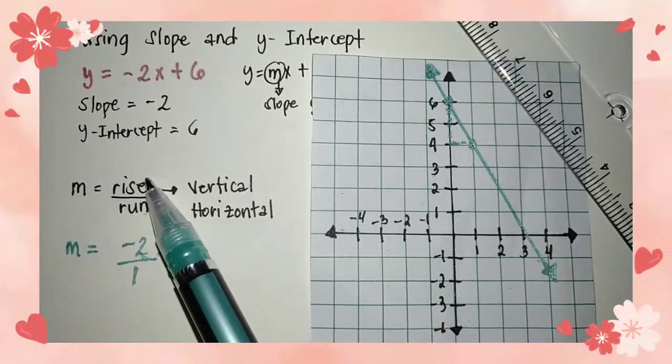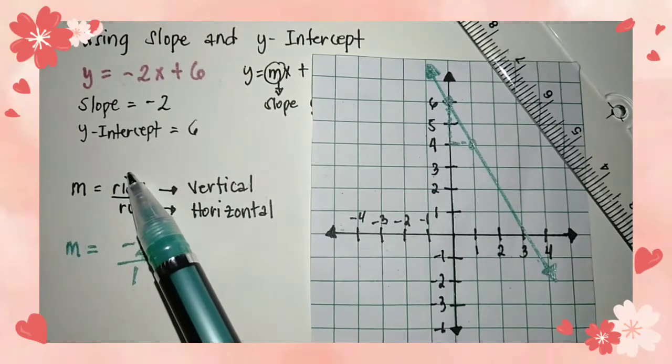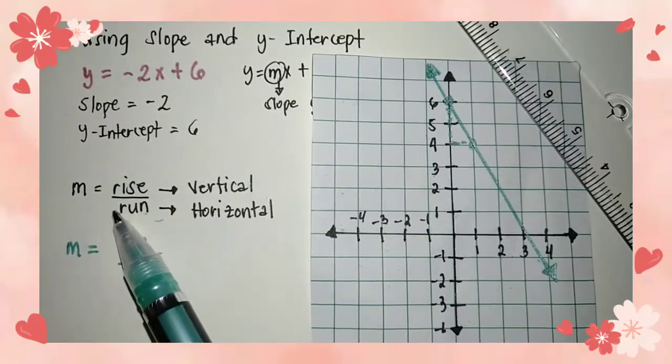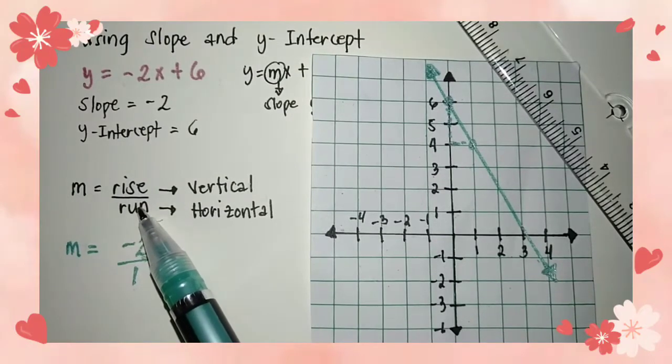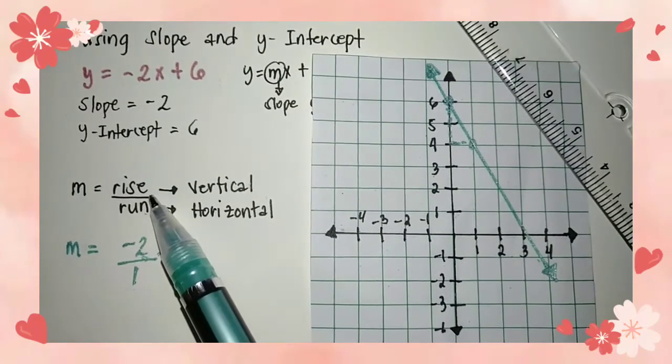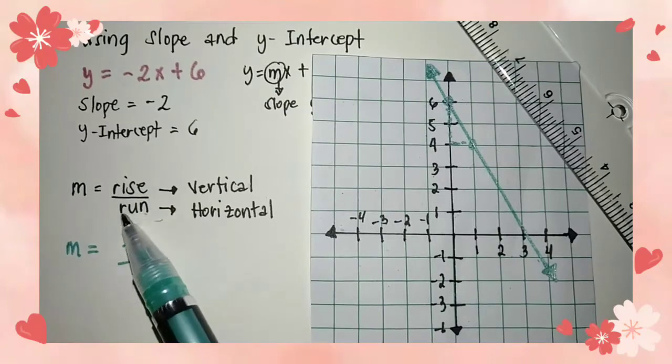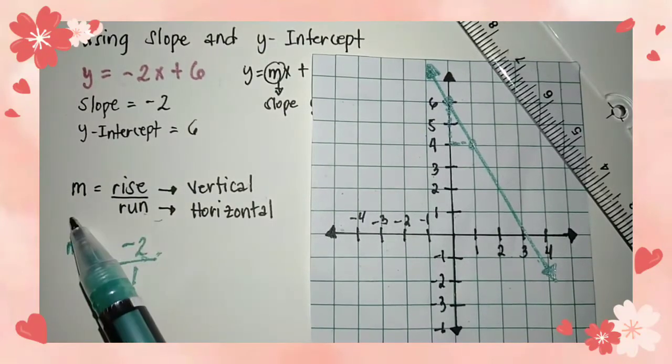Kapag negative si numerator, meaning to say, downward yon. Pero kapag positive, upward. Kapag naman positive si denominator, right yon. Then, kapag naman siya ay negative, itong denominator, pa-left naman tayo.